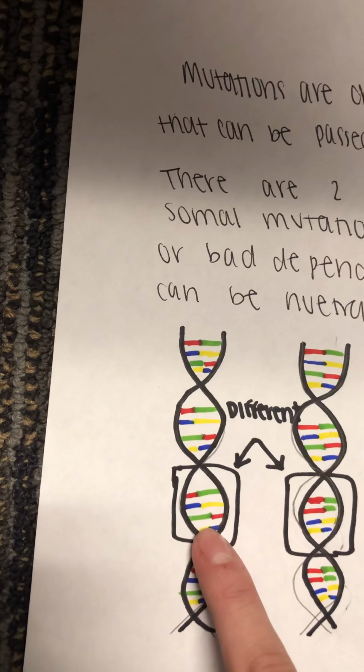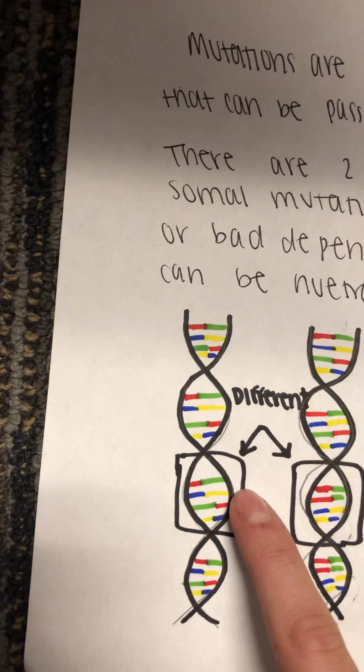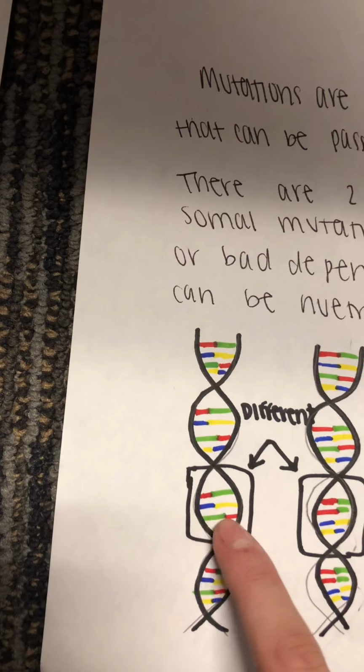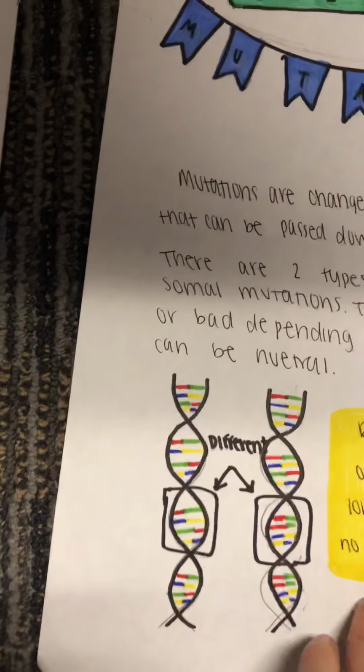So here it goes red, blue, green, yellow, red, blue. Here it's red, blue, yellow, which is actually different from it being over here. So that would be a mutation.